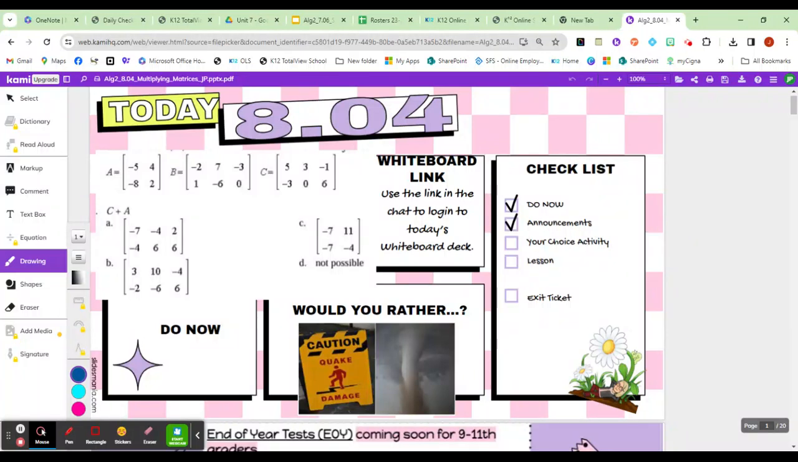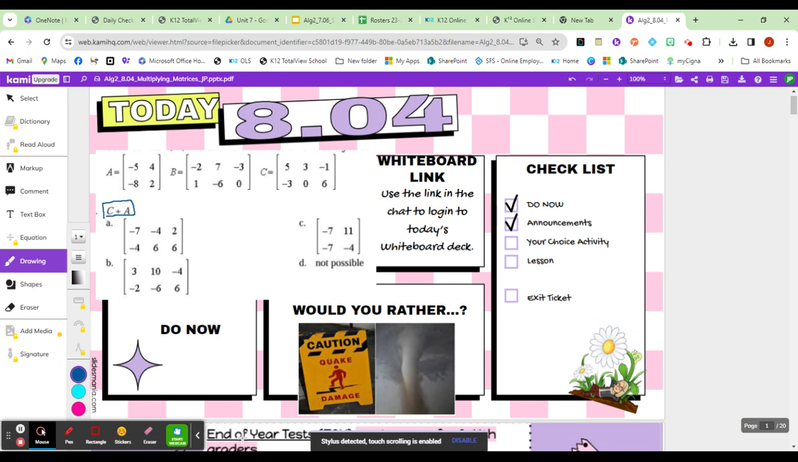Hello, Algebra 2 students. This is a lesson on section 8.04, multiplying matrices by other matrices. I will go through this do now just because it has to do with some earlier sections in Unit 8, but it's asking us to add matrix C with matrix A.